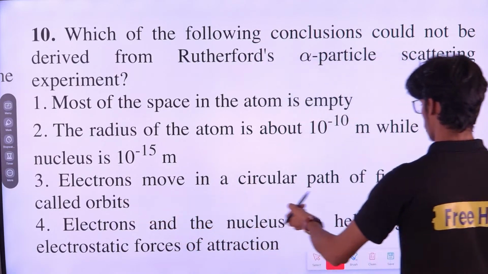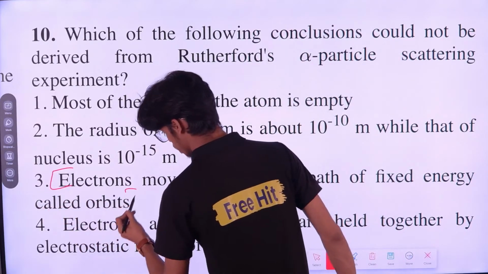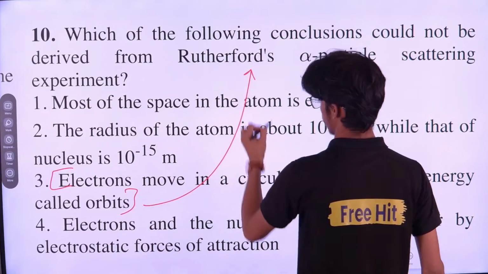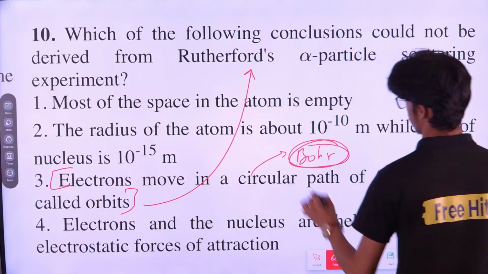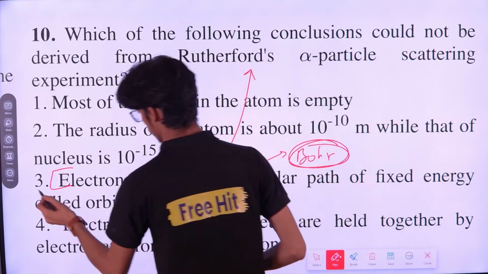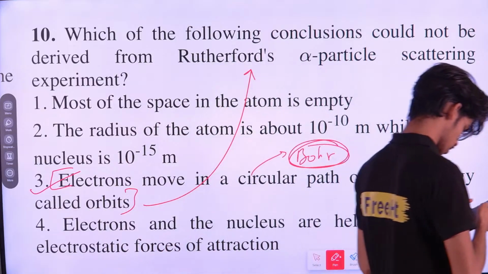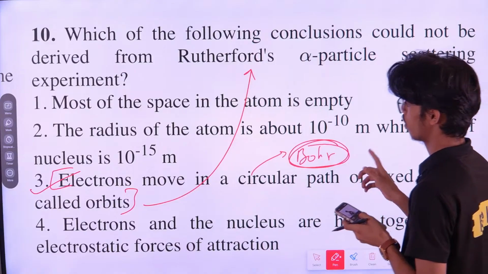Electrons move in a circular path of fixed energy called orbit. This is not something which was told by this experiment. It was told by Bohr. So this is not right, which means this is the correct option. This is not the conclusion drawn from the experiment. So the third is the right option. I think option 1 is correct. No, option 1 is not correct.